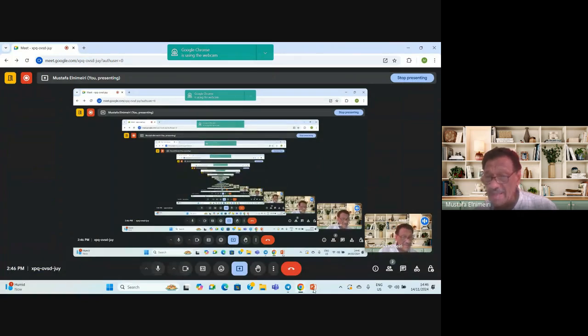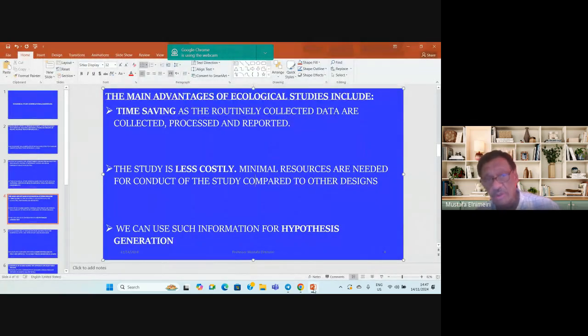The main advantages of ecological studies include that it is time saving, as usually the routinely collected data, whether from the health information system or from any other, for different levels of the health system, are already collected, already processed, already reported. For example, the annual statistical reports from the Federal Ministry of Health, or from the State Ministry of Health, or from hospitals include all these events. So it is time saving compared to other types of designs, for example, cohort study or any other longitudinal designs. They need time to be conducted.